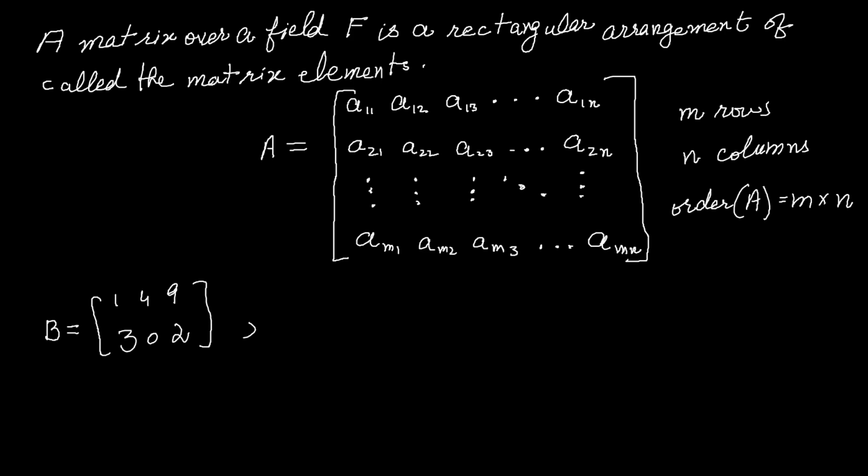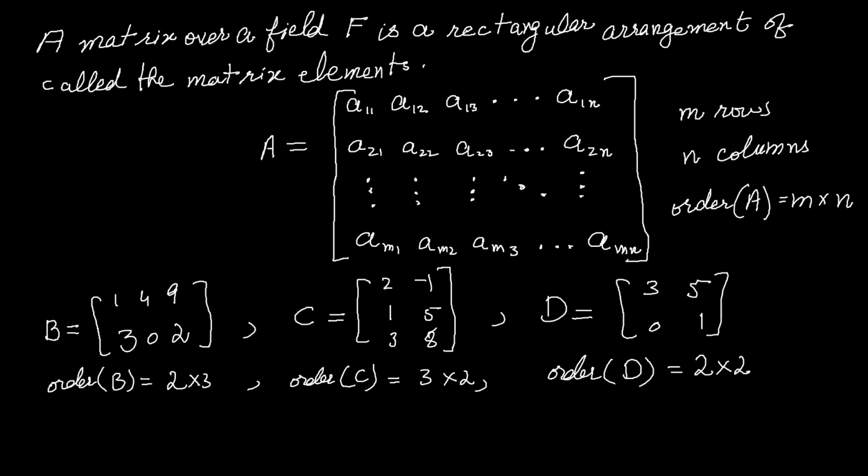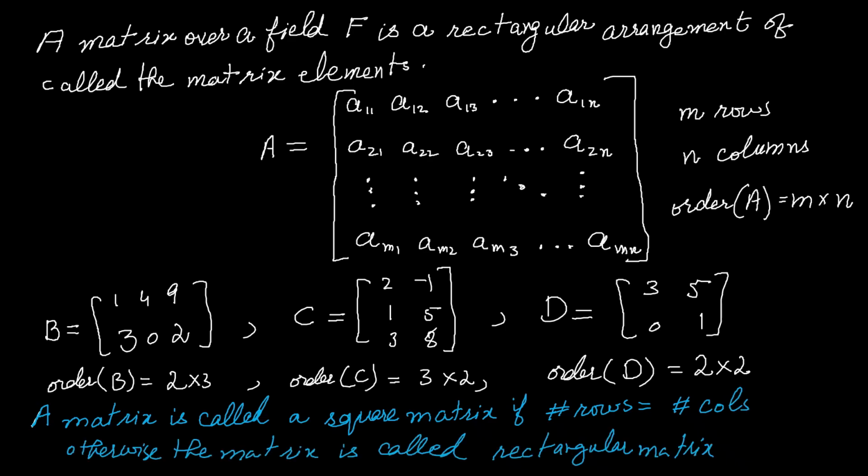The matrix B has 2 rows and 3 columns. The matrix C has 3 rows and 2 columns, and the matrix D has 2 rows and 2 columns. We write order of B equal 2 cross 3, order of C equal to 3 cross 2, and order of D equal to 2 cross 2. A matrix that has the same number of rows and columns is called a square matrix. Otherwise, it is called a rectangular matrix. Here D is a square matrix while both B and C are rectangular matrices.